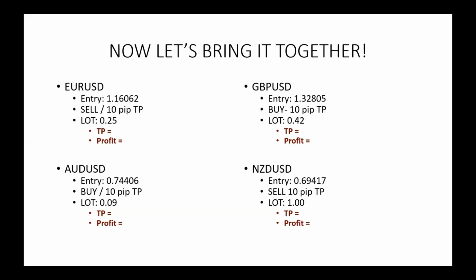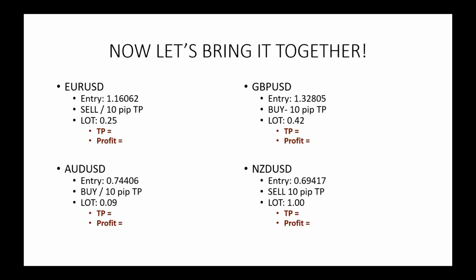AUD USD. The entry is 0.74406. We're buying for 10 pips. Our lot size is going to be 0.09. What is our take profit and how much money are we going to make? 0.74506 and $9. Yes, ma'am.